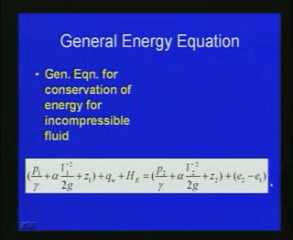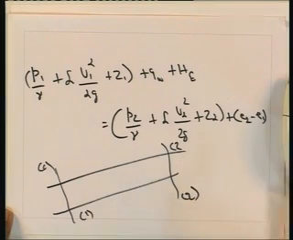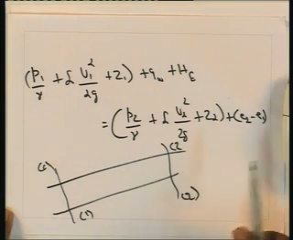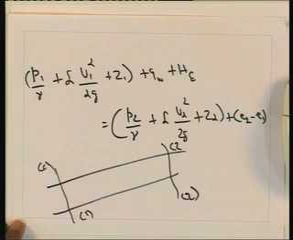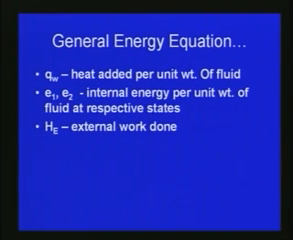Between section 1 and 2 here, the total energy equation or general energy equation is written as P1 by gamma plus alpha V1 square by 2g plus Z1 plus QW plus HE is equal to P2 by gamma plus alpha V2 square by 2g plus Z2 plus E2 minus E1. Here QW is the heat added per unit weight of fluid, E1 and E2 are the internal energy per unit weight of the fluid at respective states, and HE is the external work done.